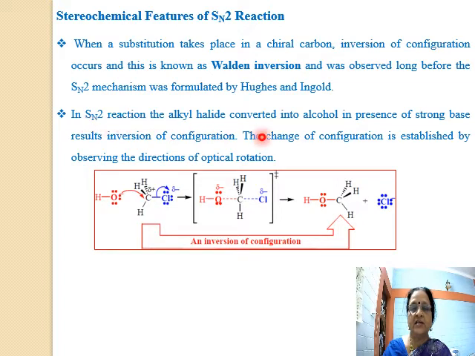In SN2 reaction, alkyl halides are converted into alcohol in the presence of a strong base, which results in inversion of configuration. The change of configuration is established by observing the directions of optical rotation. So you will have this as the plus optical rotation, and here you will have your minus. If this is going to be minus, then the end product will have plus.